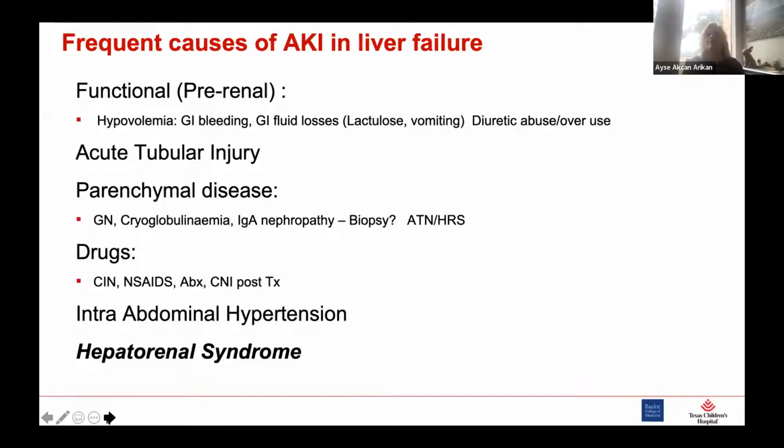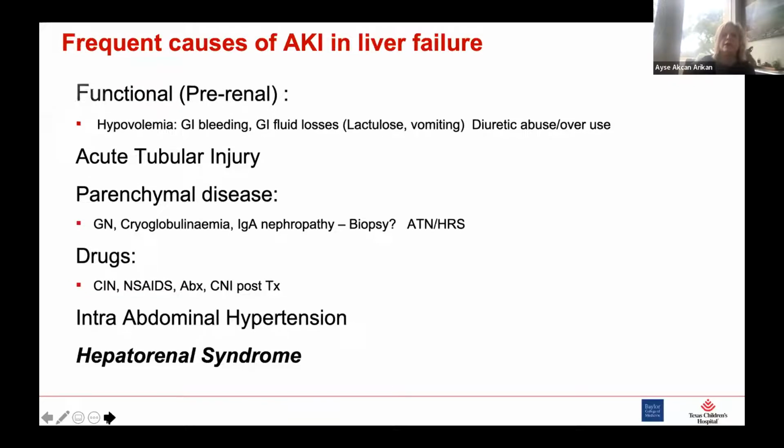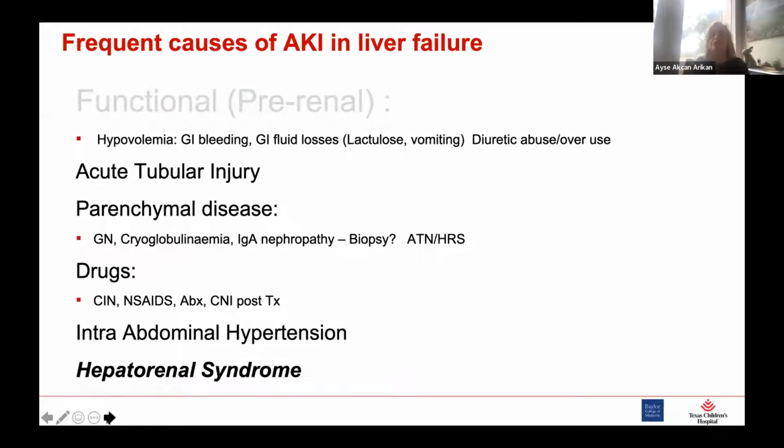What are the causes of liver failure related acute kidney injury? So the hepatorenal syndrome is the topic, but I want you to understand that there is so much more that comes into play in this presentation. The most frequent being what we used to call prerenal, which we now call functional, hypovolemia associated acute kidney injury. This could be GI bleeding, GI fluid losses related to diarrhea, lactulose use, vomiting, and many cirrhotic patients, when they develop decompensated cirrhosis, are treated with diuretics. So diuretic use, maybe a little overuse, could actually lead to a volume responsive state and create functional AKI.